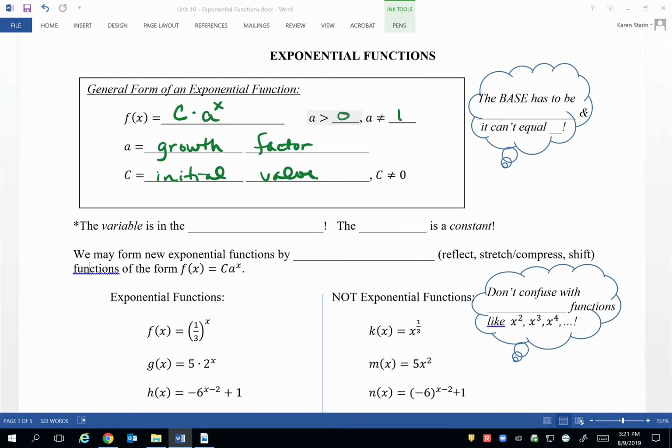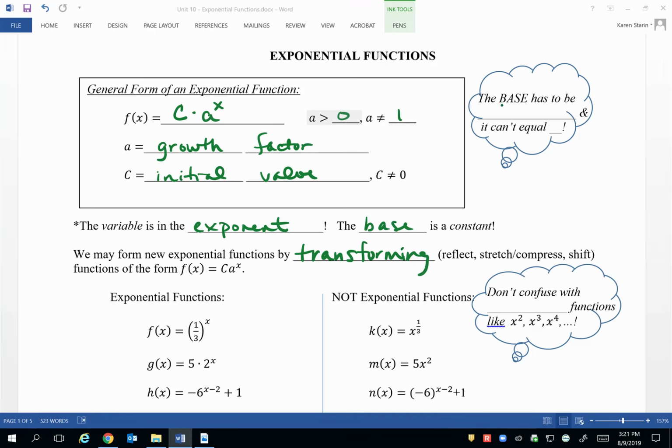So the variable, notice, is in the exponent. And the base, what we call a, is a constant. So we may form new exponential functions by using our skills of transformation. So I'll say by transforming functions of the form f of x equals c a to the x. Remember, we can reflect, stretch or compress, or shift both horizontally or vertically.